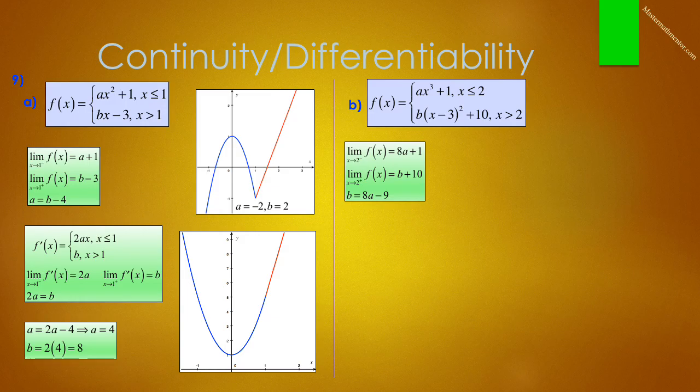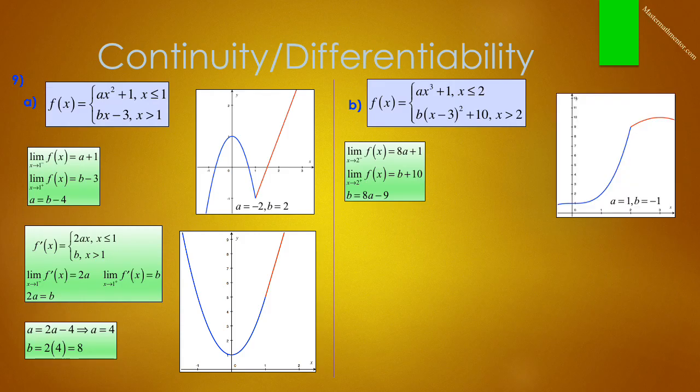9b reads f of x equals ax cubed plus 1 if x is less than or equal to 2, and b quantity x minus 3 squared plus 10 if x is greater than 2. Our first job is for continuity. So the limit of f of x as x approaches 2 from the left is 8a plus 1, from the right is b plus 10. Setting them equal to each other, we get b equals 8a minus 9. So any values of a and b such that b equals 8a minus 9 makes this a continuous function.